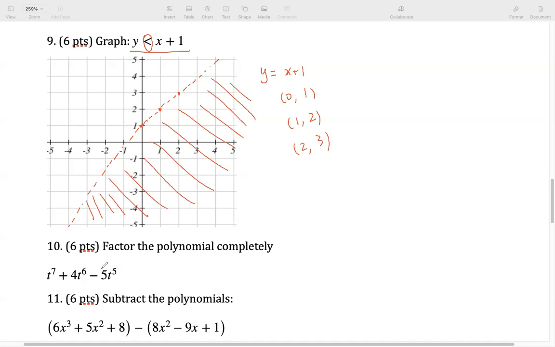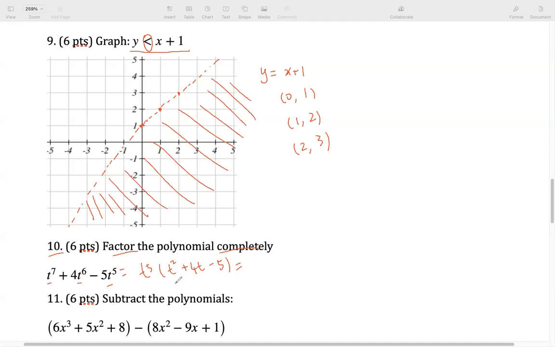Okay, that's 9. Now let's see, 10. Again, factor completely. First, we're looking for common factors among those 3, which is t to the 5th. So factor out t to the 5th. Then t to the 7th becomes t squared inside, plus 4t minus 5, right? t squared times t to the 5th still gets t to the 7th. 4t times t to the 5th, still 4t to the 6th. -5 times t to the 5th, still -5t to the 5th.